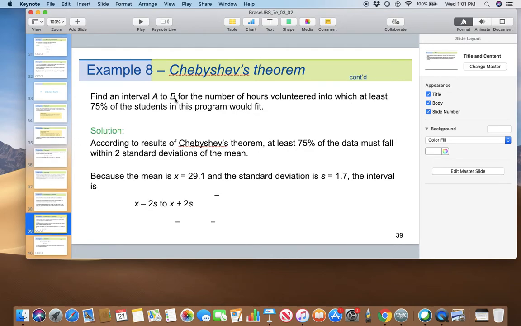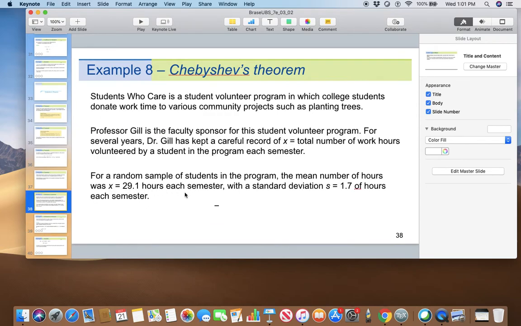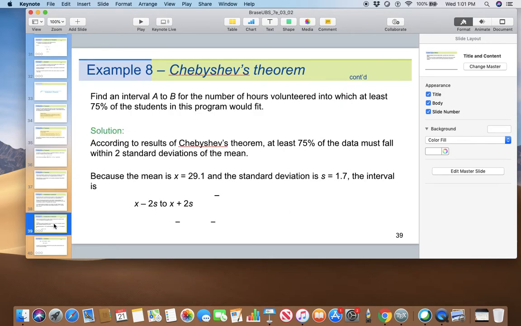Find an interval A to B for the number of hours volunteered into which at least 75% of the students would fit. Well, you know the mean and you know the standard deviation. So let's use Chebyshev's result. Chebyshev's theorem says at least 75% must fall within two standard deviations. The mean is this, the standard deviation is this. So you're looking from mean minus 2s to mean plus 2s.